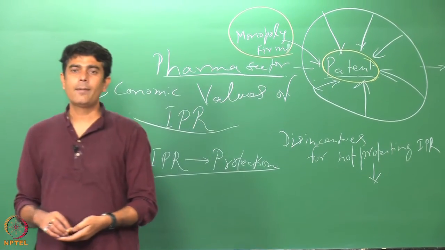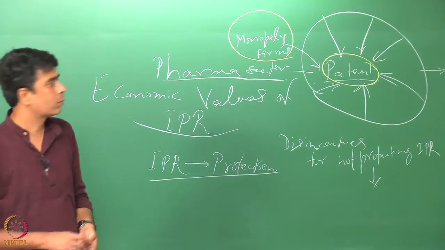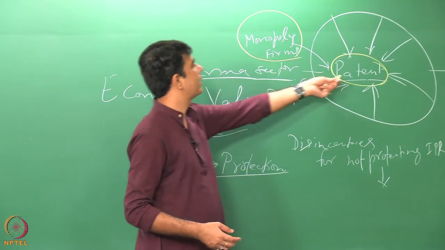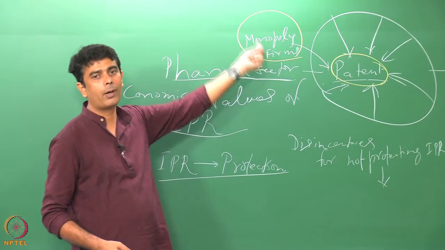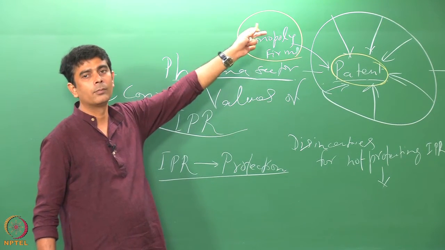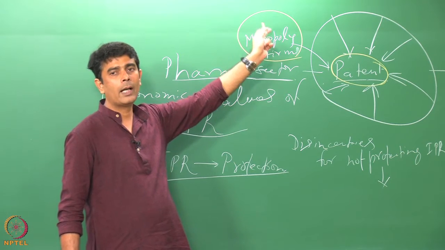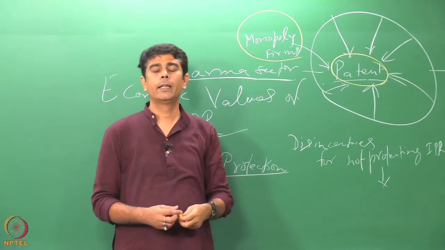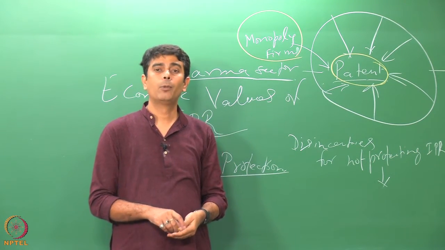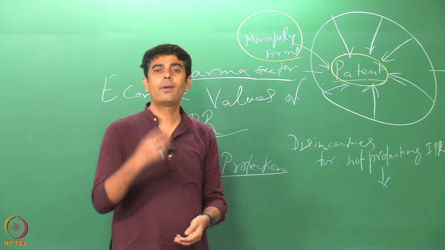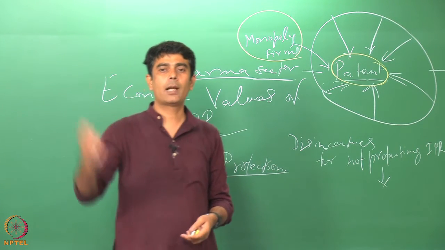So, essential and life-saving drugs become too costly, because when we say monopoly firm, a patent makes a pharma firm a monopoly. As we know from general economics, a monopoly is a situation where a single firm is able to control the entire market.